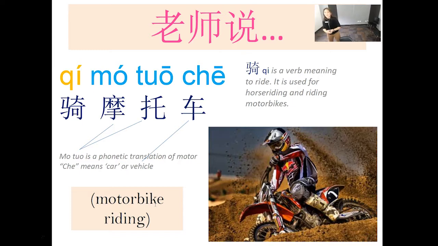It's a Friday. 骑摩托车. Everybody remember 骑? Ride. 骑马. Riding a horse. But 骑摩托车. Riding a motorbike. 摩托车 is basically a phonetic translation of motorbike. Does it sound like motorbike? 摩托车. 车 means car.